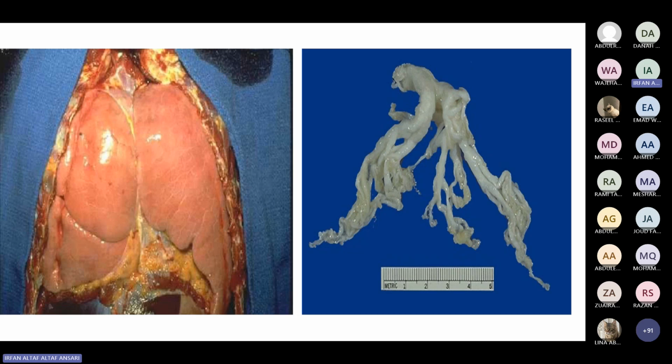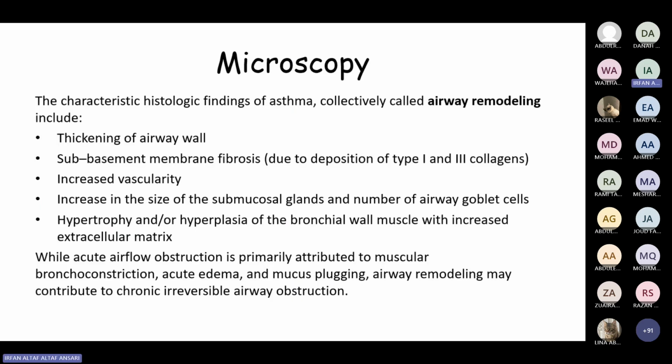Okay, you need to cut and see. Then you take a small piece of this lung and bronchial tissue, make the slide, and you see these changes. These characteristic histological findings of asthma are called airway remodeling. And what do you mean by airway remodeling? There is thickening of the bronchial or airway wall.